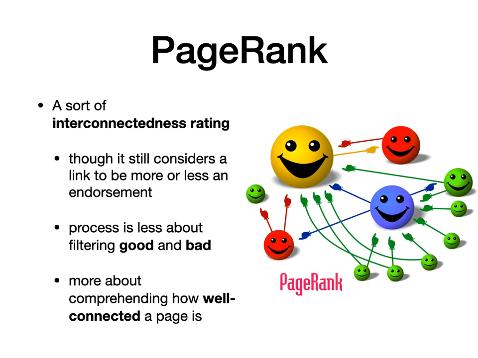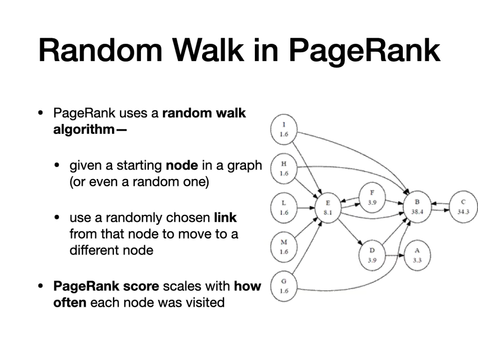Now, how do we calculate PageRank? At the broadest level, we can think of PageRank as keeping track of the frequency of visits in your network during a random walk. So what's a random walk? Given a starting node in one of these graphs, or potentially even just a random one, you have the system pick a randomly chosen link and move to a new node. It has to be a link connected to the node that you're starting from, but the idea is you just randomly walk all over the network, right?